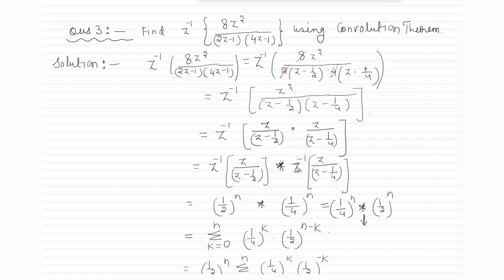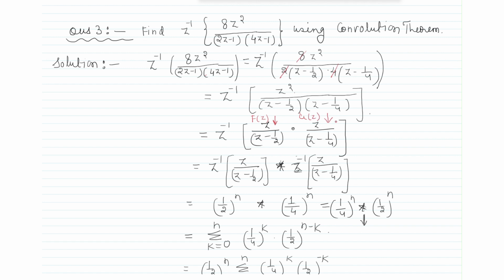So now again we can split this into the product of sequences. So we'll write the first z transform and the second: this is F(z) and this is G(z).